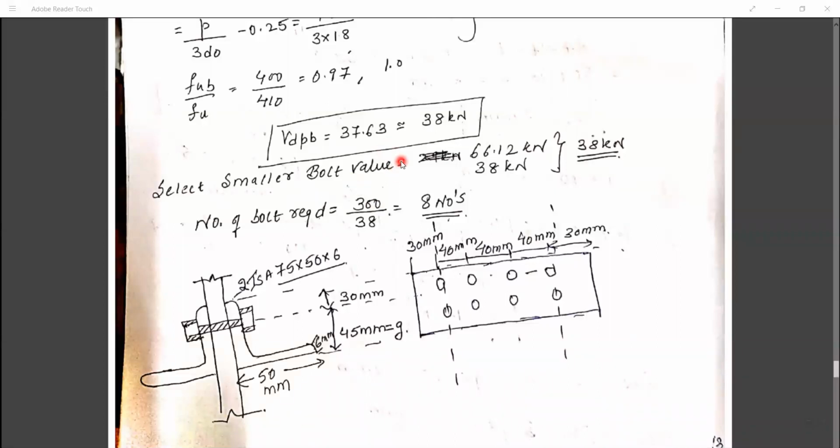So number of bolts. Now you need to select the smaller value between 66 and 38. Select 38 kilonewtons. 300 divided by 38, that is nothing but 8 numbers. So finally we have got 8 numbers of bolts. So arrange these in 2 rows. Don't arrange it in single row, arrange it in 2 rows, 4 top bolts, 4 bottom bolts. Then here you see this is end distance 35 mm. Whatever is left over, that is nothing but our gauge distance or WT.